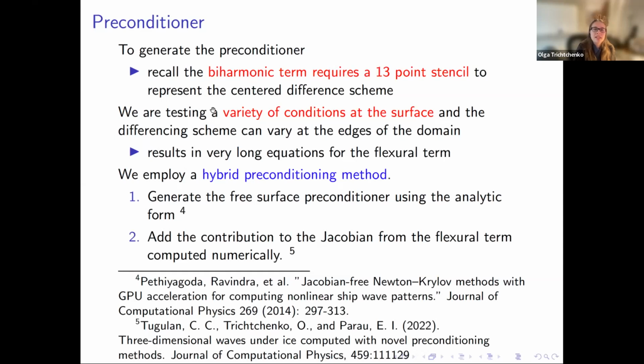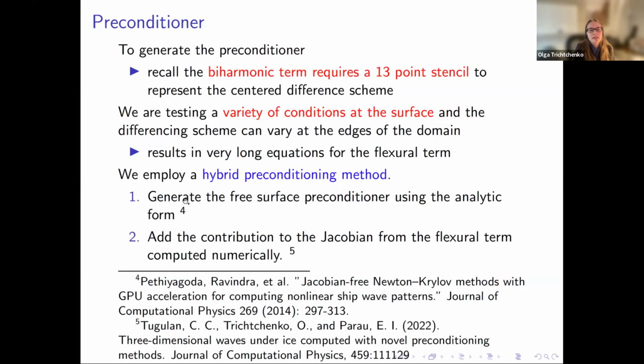And so if you want to test a variety of conditions, if you want to see what to do with the boundaries, because the terms with the 4 derivatives really need a lot of points on the left and right of where you're trying to compute the derivative. And it's going to really result in very long analytical expressions for the flexural term. But luckily, it's not a very dense contribution to the overall structure of the Jacobian. So you can actually just do this part numerically. So you can account for the flexural contribution to your Jacobian numerically.